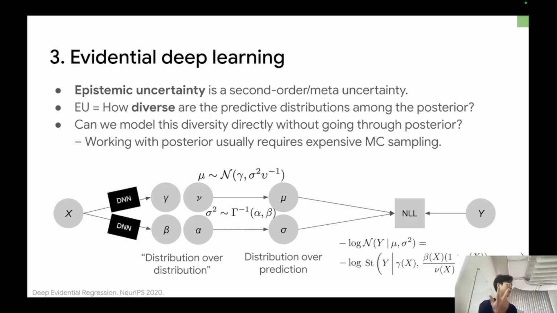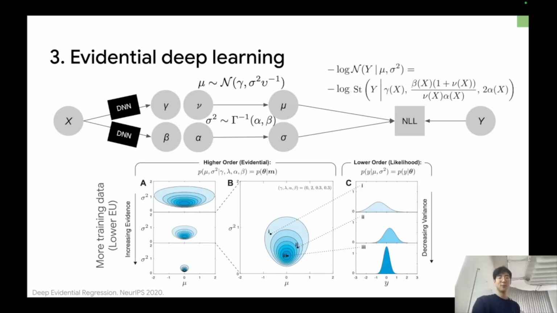It has 3 parameters inside, and each of the parameters is defined by gamma, beta times (1 plus nu) divided by (nu times alpha), and 2 alpha. Now your DNN is parameterizing the prediction of alpha, beta, gamma, and nu, and not mu and sigma directly. So what's the benefit of doing this? Or before that, what's the intuition here? We have an intermediate layer of predicting alpha, beta, gamma, and nu before predicting mu and sigma, before predicting the final prediction.